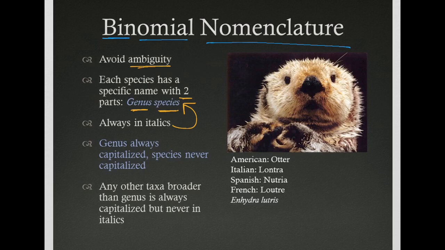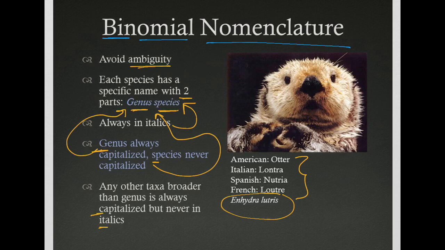Notice that I wrote it in italics. The genus species name is always italicized. If you're handwriting it, you should underline it. The genus is always capitalized, so notice that I put a capital G for the genus, and the species is never capitalized. Notice I did not capitalize the species name. And any taxa that's broader than a genus, so a family, class, phylum, etc., is always capitalized, but is never in italics. For example, this avoiding of ambiguity: this is an otter, but notice all the different names an otter can have, like a local name across different languages and countries. But in all of those, it's only one genus species name. Again, notice it is in italics. The first letter of the genus is capitalized and species is lowercase.